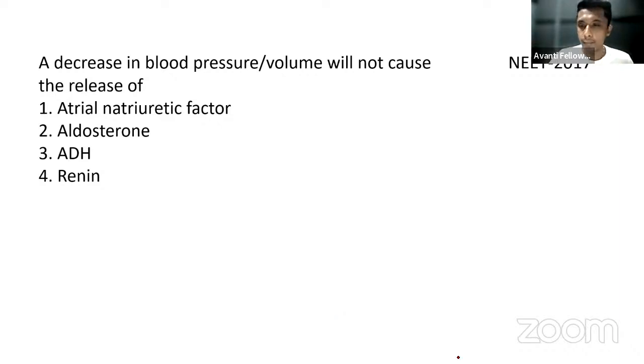All right, students, I'm going to end the poll now. Let's see which is our right option. A decrease in blood pressure or volume will not cause the release of which of the following? Aldosterone, ADH (antidiuretic hormone), and renin are all vasoconstrictors, and usually they increase the BP. So that is why they are released whenever there is a decrease in blood pressure. Whereas atrial natriuretic factor is not released because it is itself a vasodilator and it decreases the blood pressure. So our option is 1.